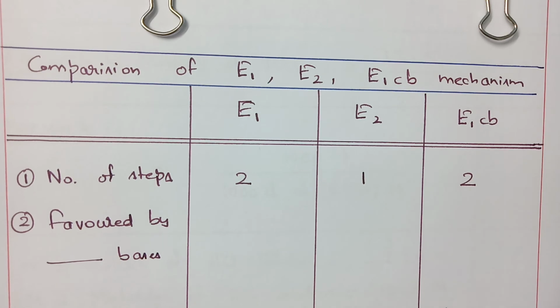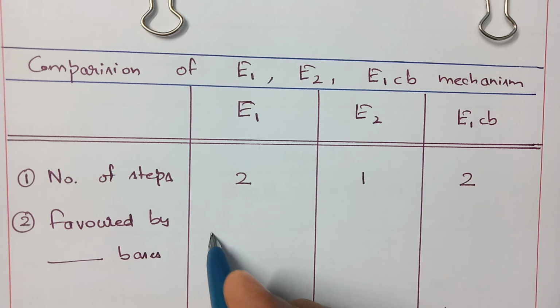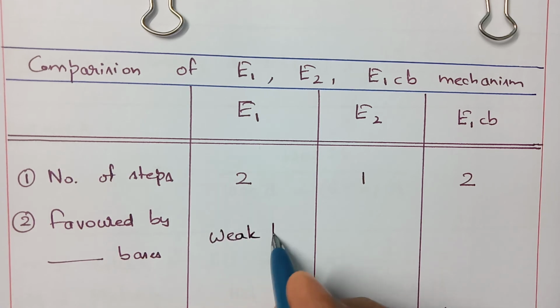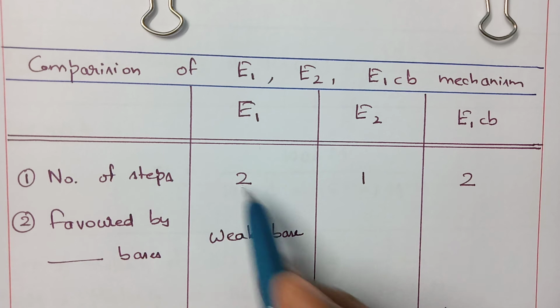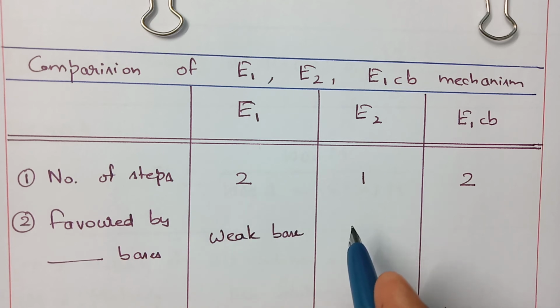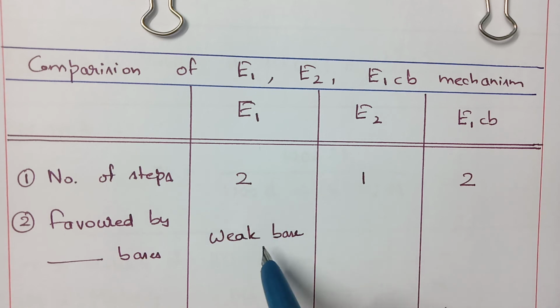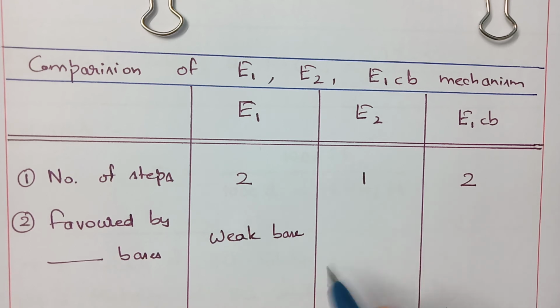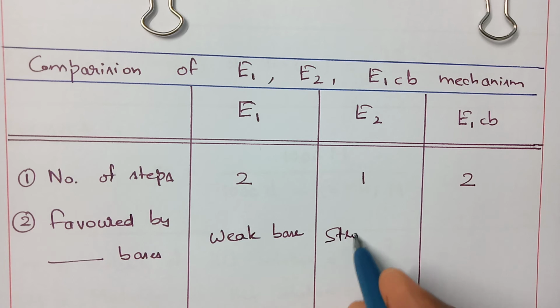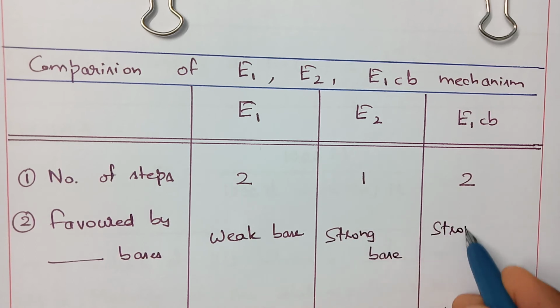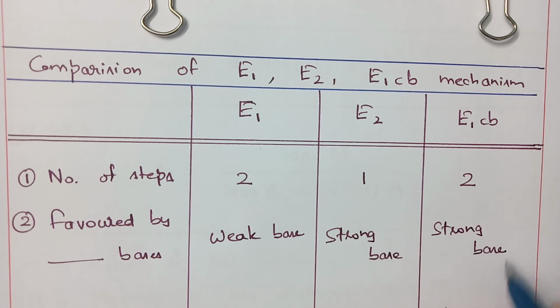Favored by dash bases. E1 mechanism is favored by weak bases because it has to occur through 2 steps. A weak base will wait for the second step. Therefore, it will go through a 2-step process in case of a weak base. And coming to E2 and E1cB, these 2 mechanisms are favored by strong bases. Strong base and again strong base.